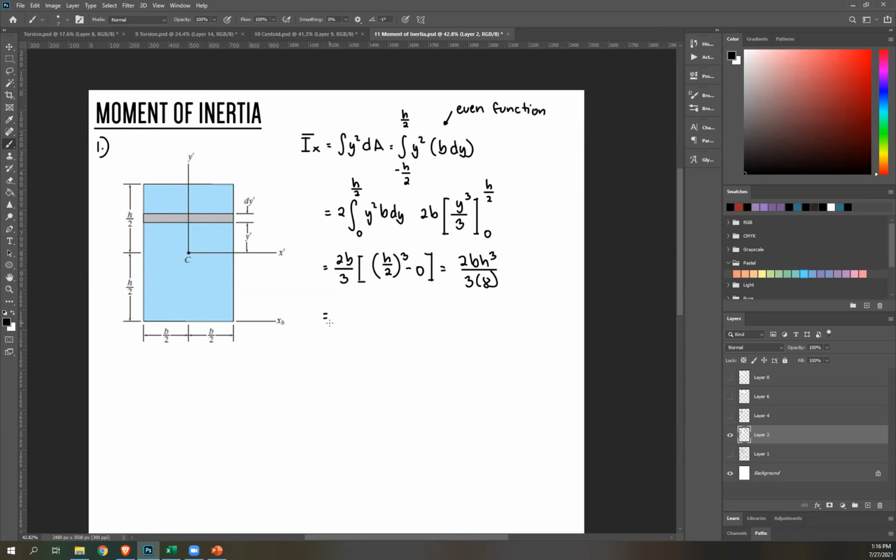And then simplifying, my x bar for a rectangle is bh cubed over 12, right? This becomes 4. And there. So now you have the equation for the centroidal axis or centroidal moment of inertia for a rectangle. Okay, so just keep this in mind, because you're going to use this in future problems.